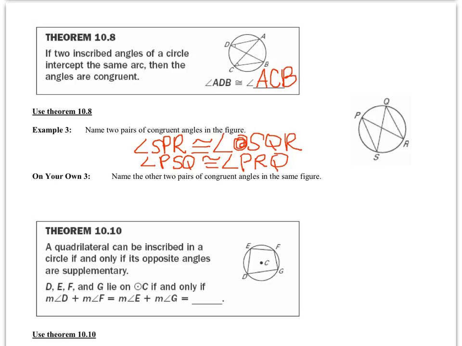On your own 3, it says name the other two pairs of congruent angles in the same figure. Well, there's only two pairs of congruent angles in this figure, so I can just mark them because we don't have names. These two angles are congruent, and then those two are congruent. Not a great picture because this is using vertical angles. That's an idea from GOA, not one that we've looked at recently here in GOB.